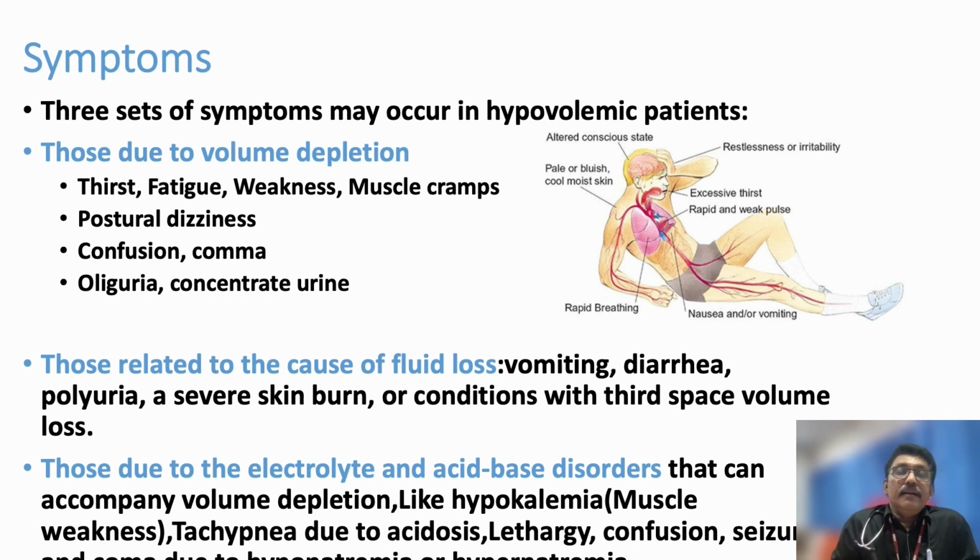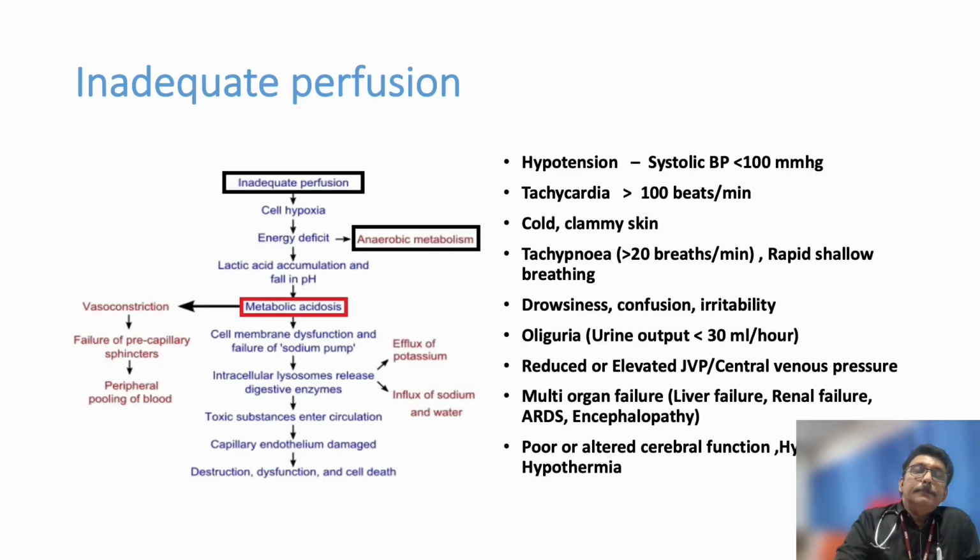The third is electrolyte imbalance. The most important electrolyte here is potassium. Potassium is required for muscle activity, so muscle weakness is the classical feature of any type of hypokalemia, and you can also see metabolic alkalosis in the ABG. But many patients with severe dehydration can also develop metabolic acidosis, which is due to lactic acidosis.